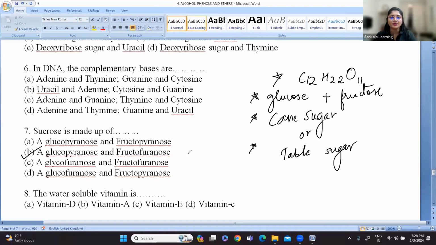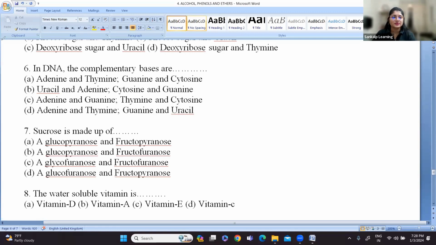So it is made up of a glucopyranose. Pyranose is a six-membered ring, and this is a furanose ring, a five-membered ring. Your pyranose will be like this. Fine. So this is the structure. Next one.